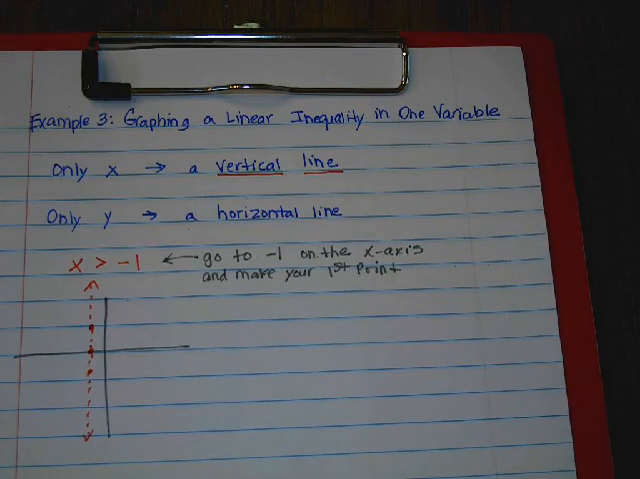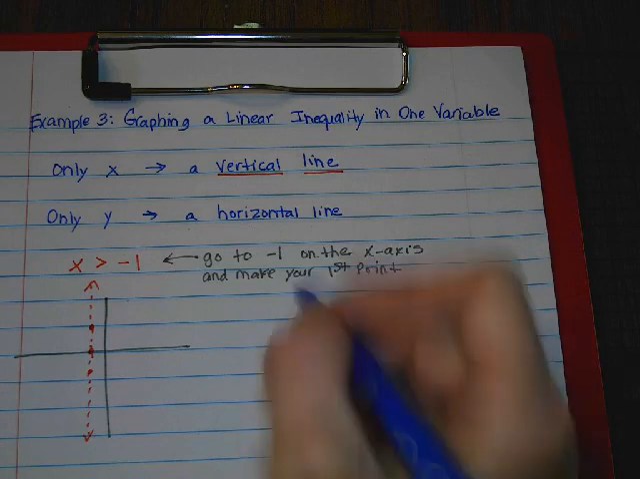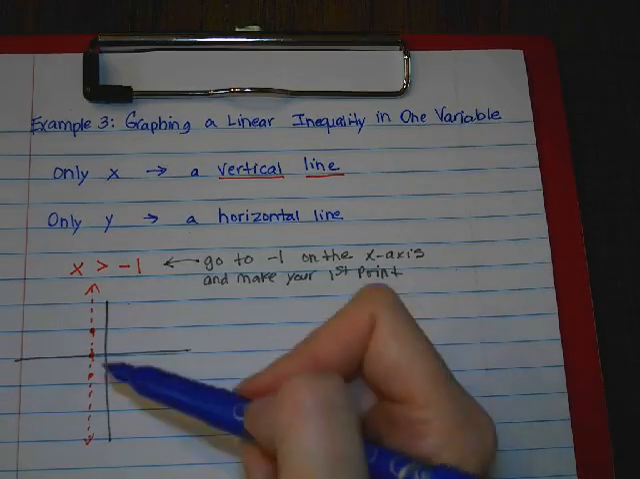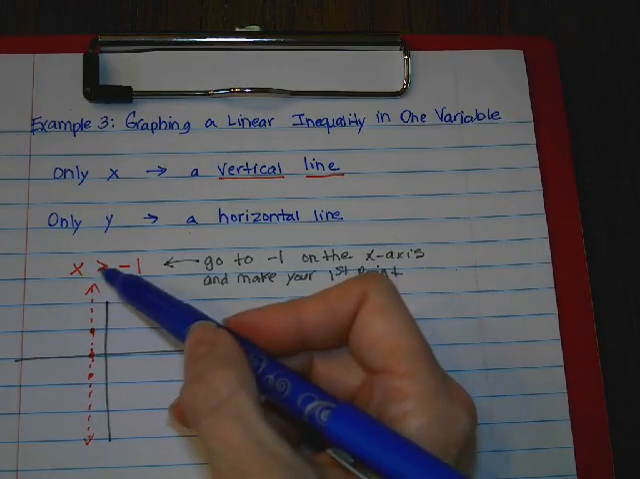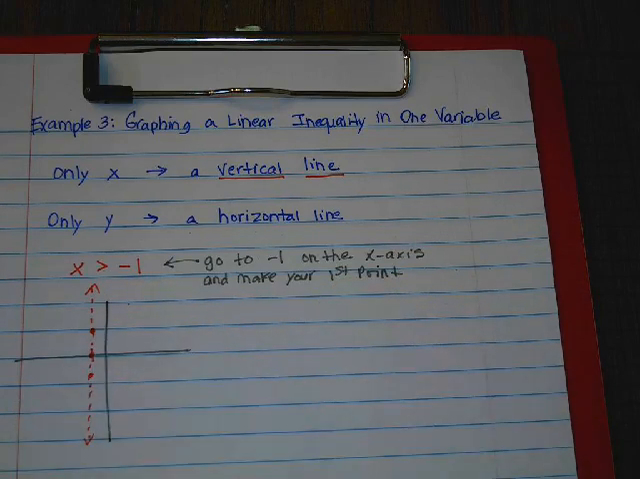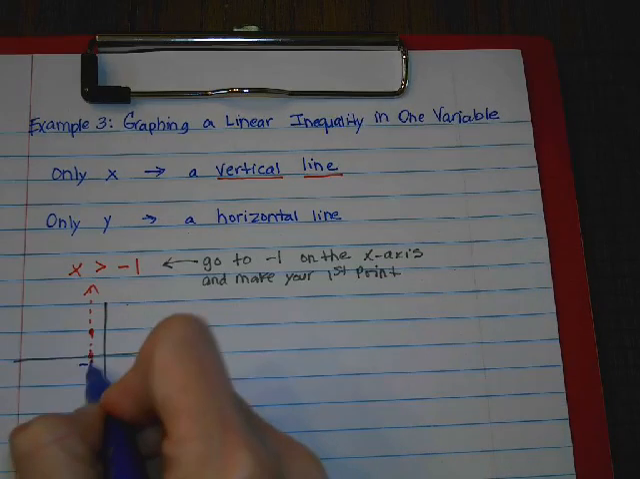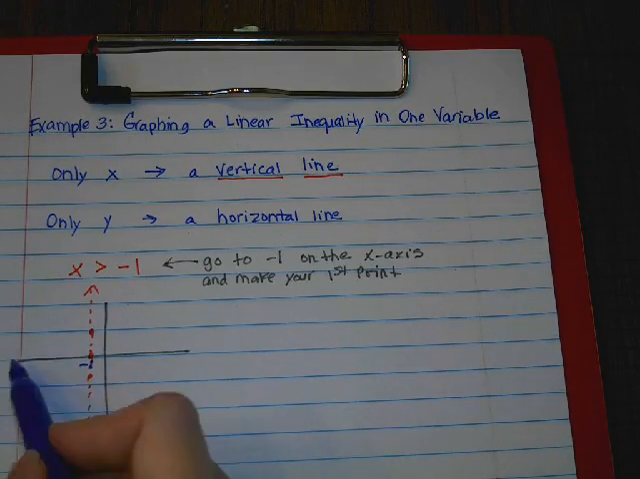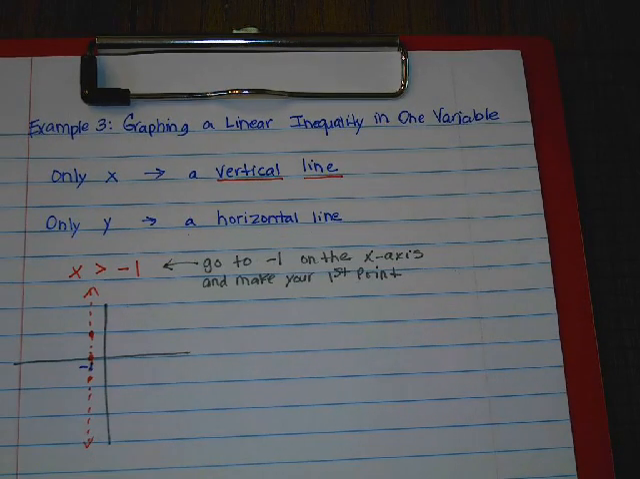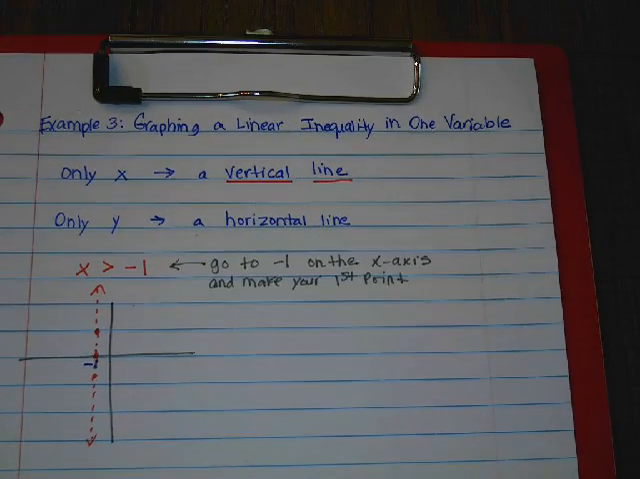The next question is asking us which side to shade. You can still do a test point if you want, or you can use what you know about your number line. So we'll do both. First, we'll talk about what we know. It says x is greater than -1, so we want to shade all values that are bigger than -1. If this is -1 right here, are the numbers to the left of -1 bigger or the numbers to the right bigger? That's correct. The numbers to the right are bigger.